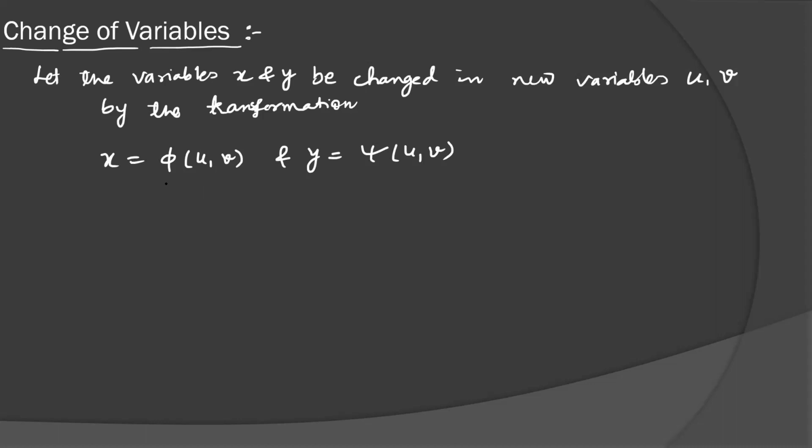I have already studied x is equal to r cos theta, y is equal to r sin theta. That is a function of r and theta actually. But here I am taking a general transformation. Polar is a special case of this.